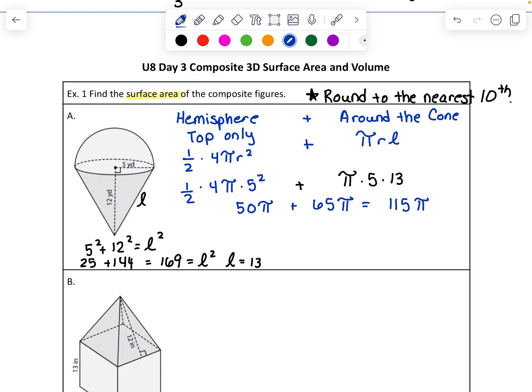But today, because we're going to have different kinds of shape where they might not all have pi in it, we're going to convert that to a decimal. So 115 pi comes out to about 361.3. And area would be in yards squared.